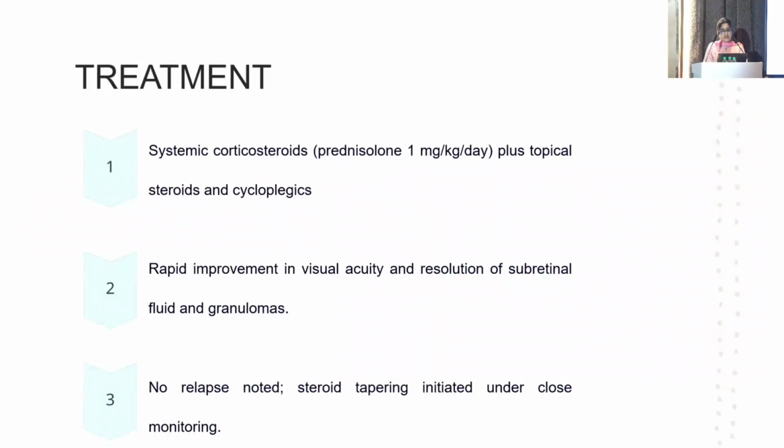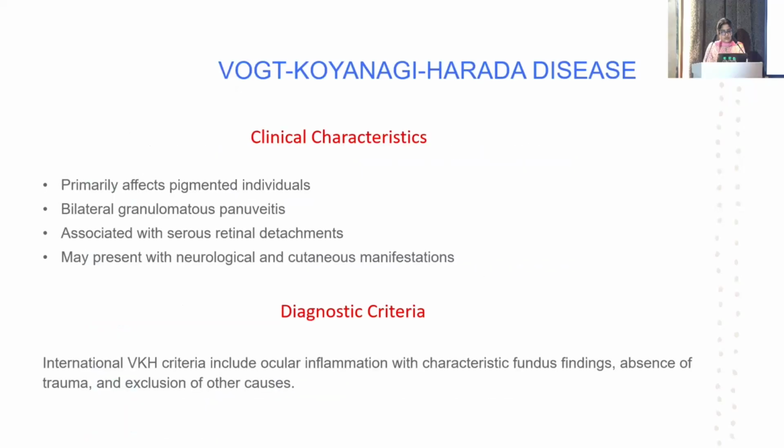The patient was started on systemic corticosteroids plus topical steroids and cycloplegic. Rapid improvement in visual acuity and resolution of subretinal fluid and granuloma was seen. No relapse was further noted, and the steroids were further tapered under close monitoring.